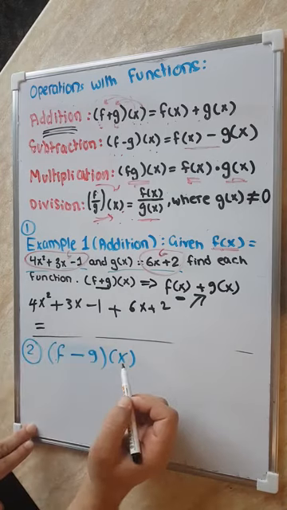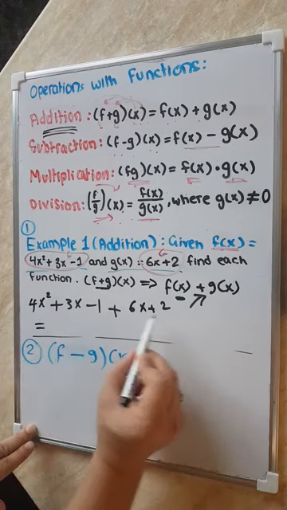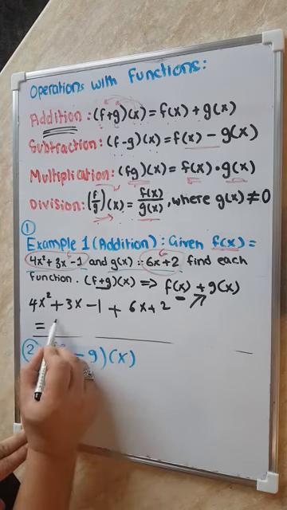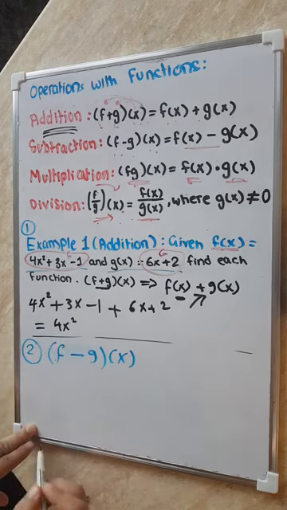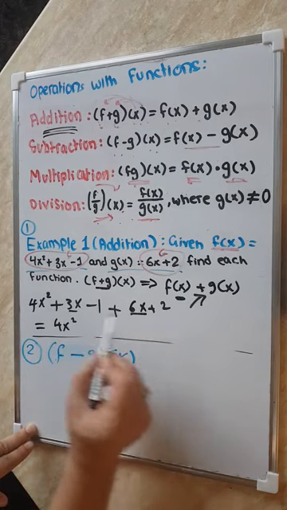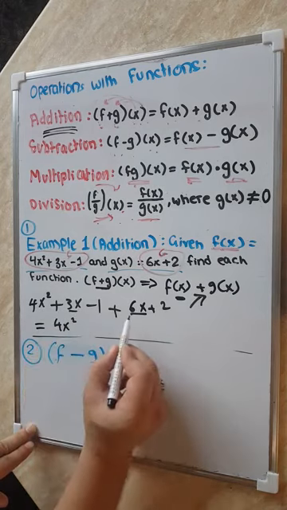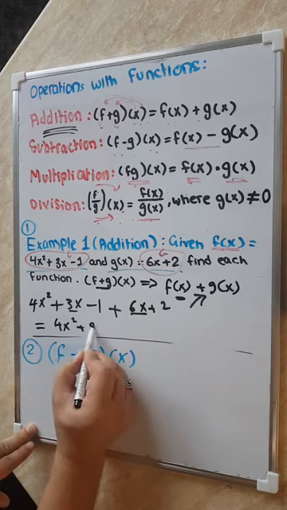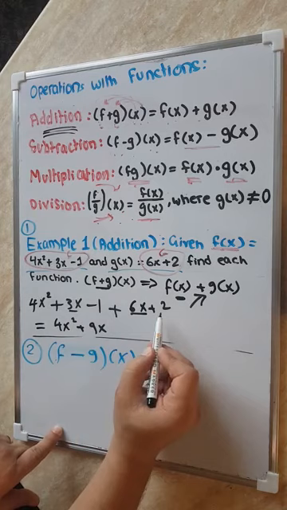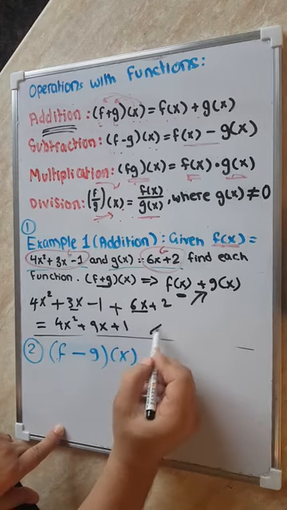Then simplify. 4x squared, is there any term here similar to x squared? No, so I drop down 4x squared. 3x and 6x, we can add these two together. Positive 3 plus 6, so it is plus 9x. Minus 1 plus 2 is plus 1. That's it.